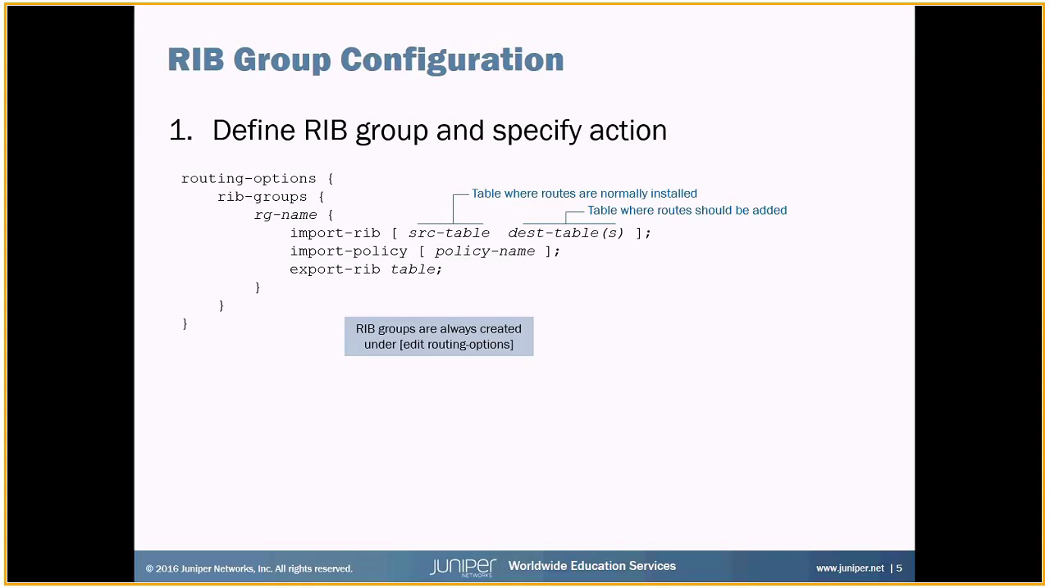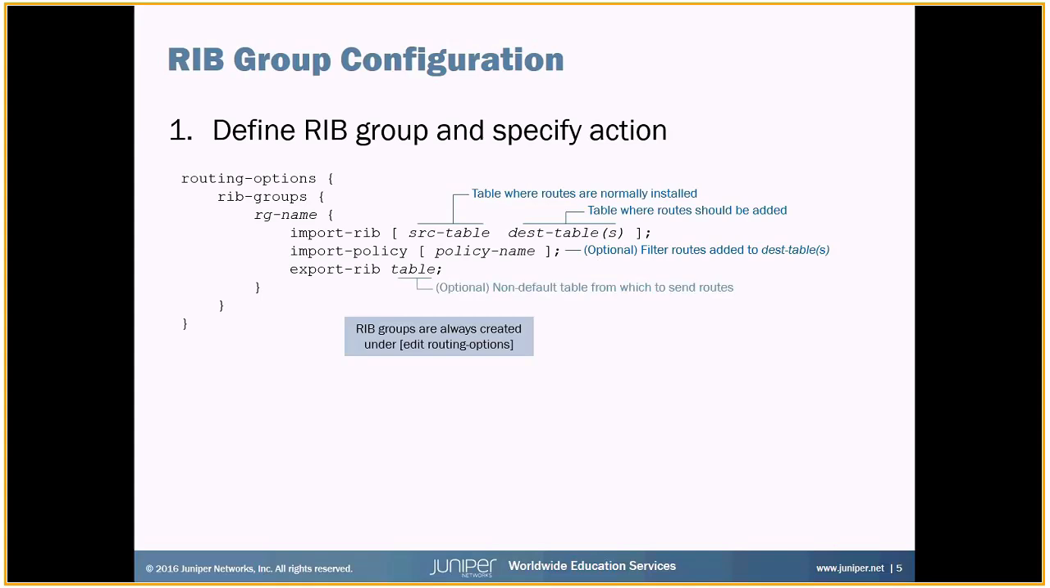There are a couple of other options here. Import policy is a mechanism to control what is shared between the given tables. So for example, you might use the import rib statement to share some routes between tables, but you don't want to share all of the routes between those tables. You want to control or filter and narrow down what exactly you share. Well, you can use the import policy statement for that, and we'll see that in the demo.